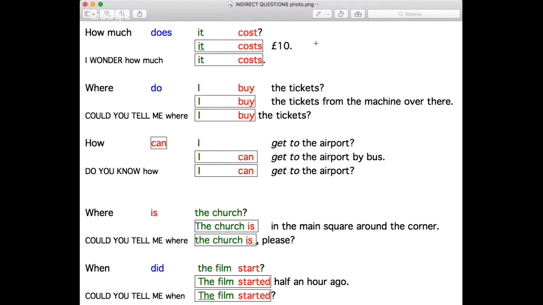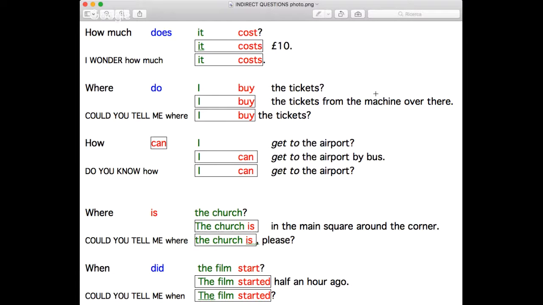So the question would be, where do I buy the tickets? And the affirmative answer would be, I buy the tickets from the machine over there. Now, if we want to ask an indirect question, which is being very polite, you could say, could you tell me where I buy the tickets? And if you observe, I buy the tickets is identical to the affirmative sentence, I buy the tickets from the machine over there. So we're just leaving it in exactly the same position.